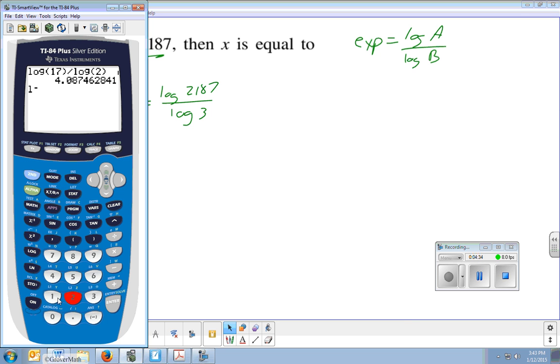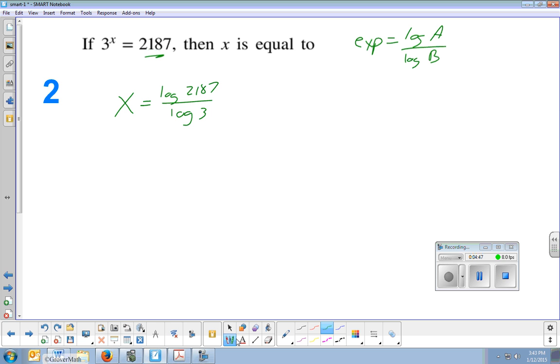I'm going to simply type this into my calculator and see what I get. Log 2187, close, divide, log 3. And it is a power. It's 7. So it works out that x equals exactly 7. 3 to the 7th is 2187. So this formula is very useful for solving for exponents.